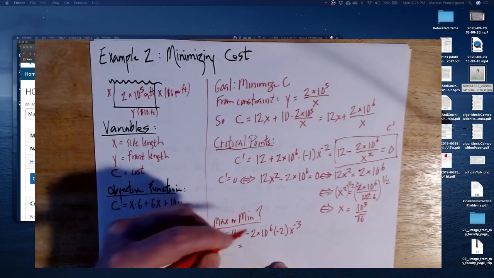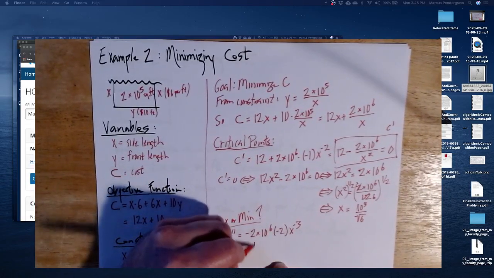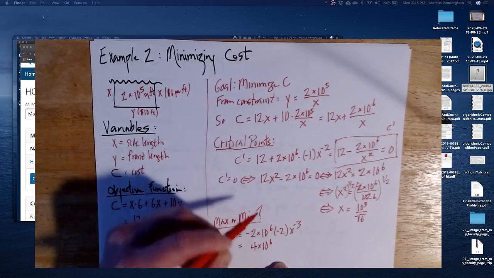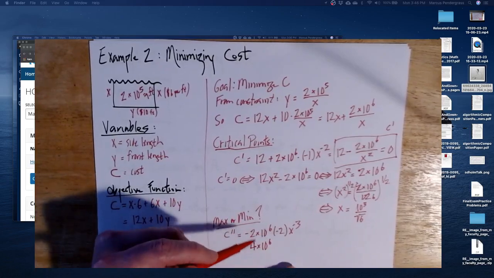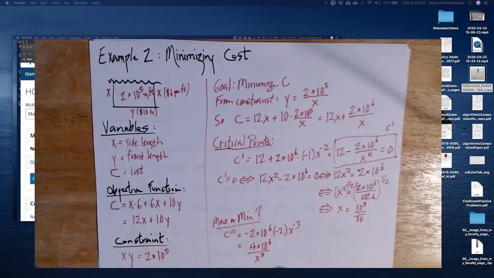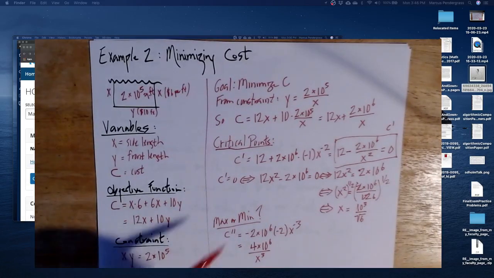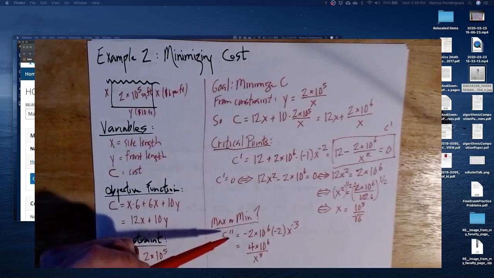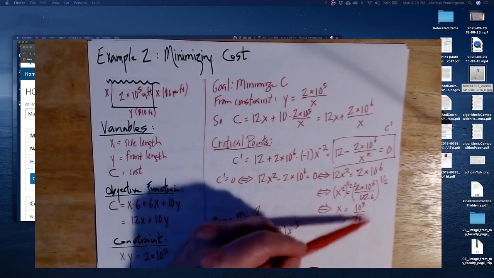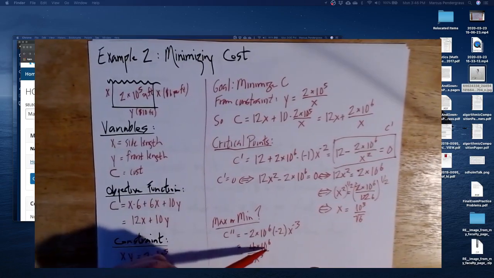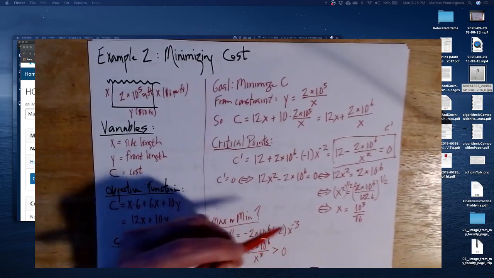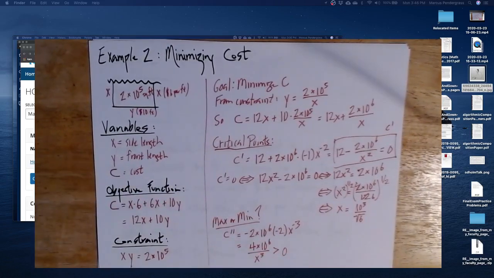And so that's equal to what? 4 times 10 to the 6, because minus 2 times minus 2 is 4. And then times x to the minus 3rd, or just divided by x cubed. So you can see that the second derivative is going to be positive for our critical point, because our critical point is positive, and then you're just taking one positive number and dividing it by another one. So that is positive. So now what do we know?